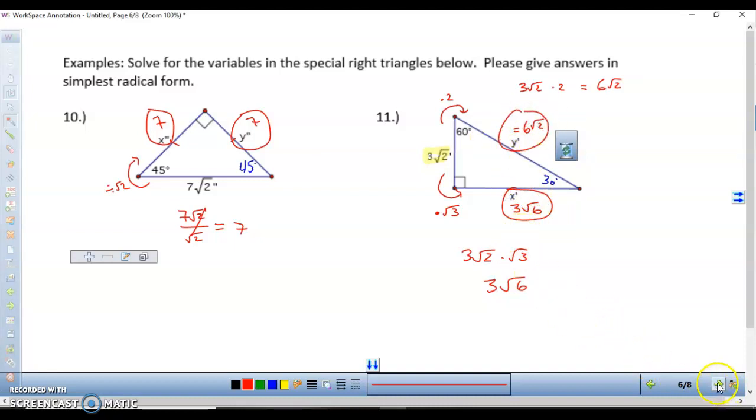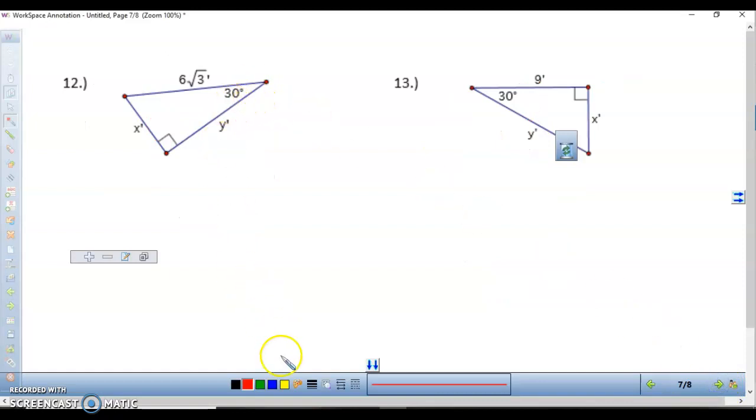Great, let's do a couple more. All right, again, first thing, identify what kind of triangle we have. This one is a 30, 60, 90 triangle. And now we'll just work through and see what we got. So we know in a 30, 60, 90 triangle, right now we have the hypotenuse. It's across from the right angle. And to go from the hypotenuse to the short leg, we divide by 2. All right, and 6 root 3 divided by 2 is just 3 root 3. So that means this is just 3 root 3.